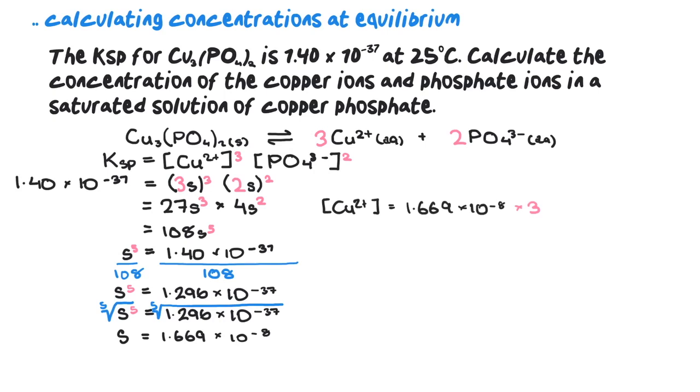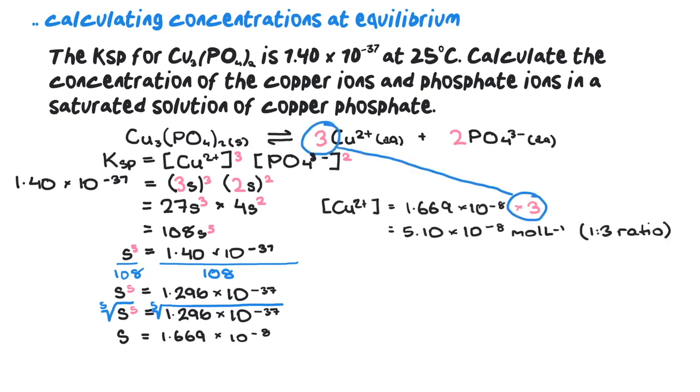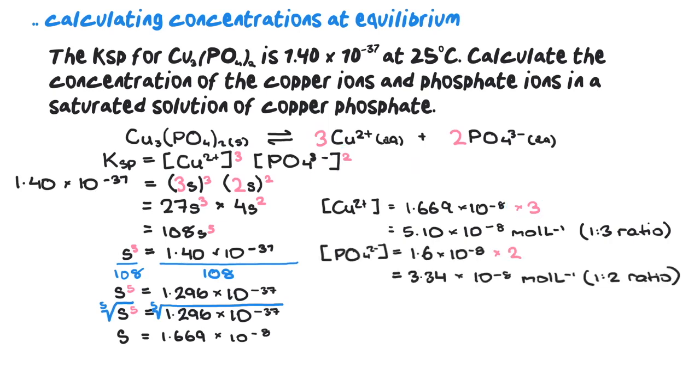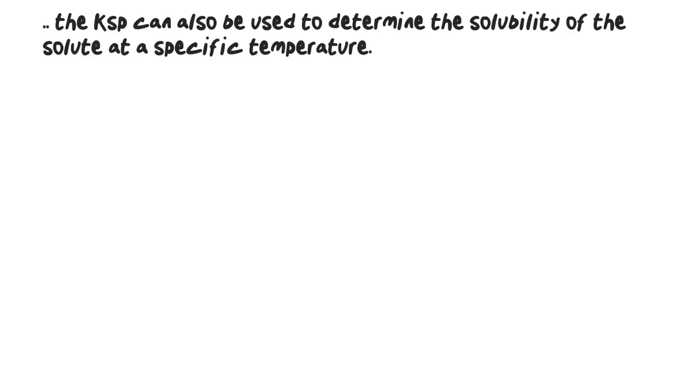The concentration of copper ions will be S times 3 because it's in a 1 to 3 ratio. The concentration of phosphate ions will be S times 2 because it's in a 1 to 2 ratio. It's that easy. KSP can also allow us to determine the solubility of an ionic compound.